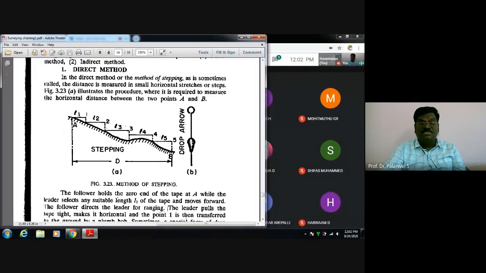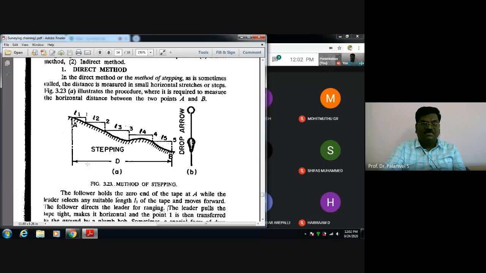Everything you have to do after ranging the line. First, one person has to stand at A, another at B, and you fix some intermediate points by the ranging process. Already you know how to range a line. After ranging a line, you measure this way, okay? Stepping method, easy to follow. I hope you will understand.